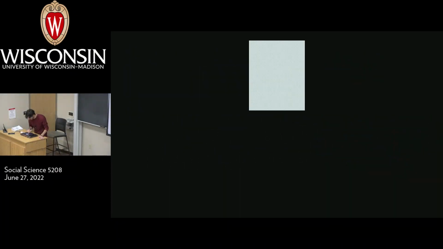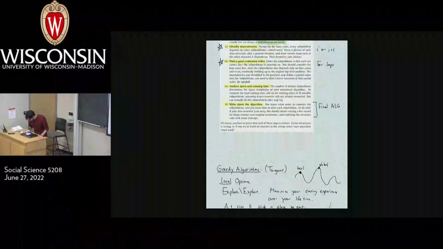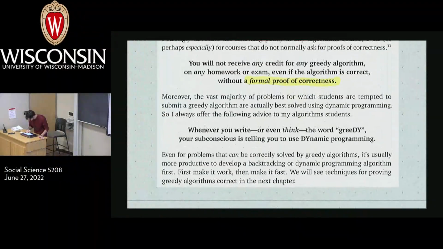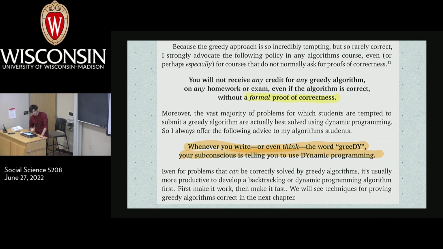What just happened? Oh, it got really small. So this is the main takeaway. Whenever you're thinking about using a greedy algorithm, that's your gut telling you to use dynamic programming. Okay? So just convert that voice in your head to the right voice. Cool.